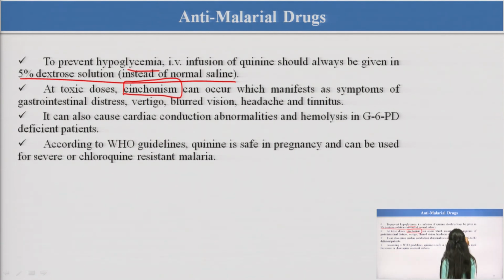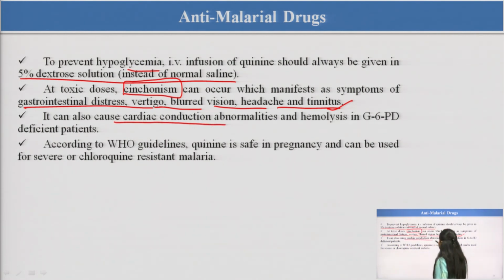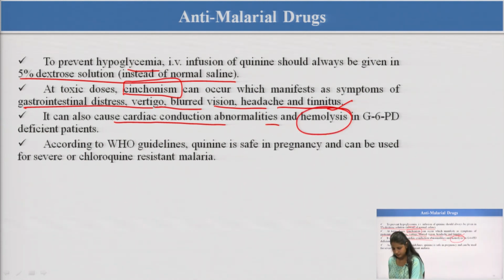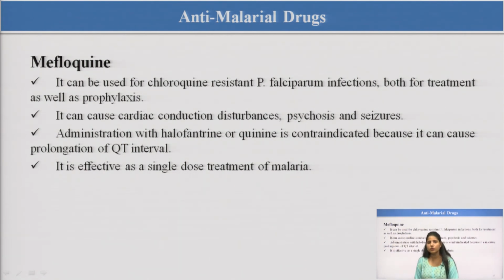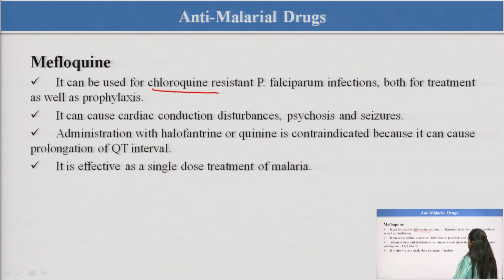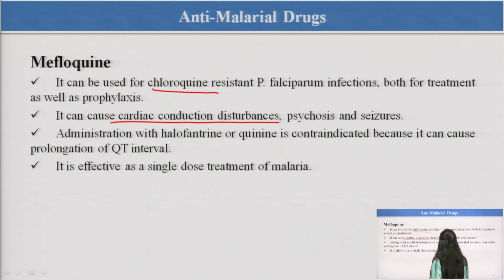And this cinchonism leads to gastrointestinal distress, vertigo, blurred vision, headache, and sound in the ear, so tinnitus. It is also causing cardiac conduction abnormalities and lysis of the RBC. Then mefloquine is given when chloroquine is not effective, or in chloroquine-resistant Plasmodium falciparum infection. It is causing cardiac conduction disturbances, the same effects we have seen with chloroquine and quinine. Psychosis and seizures also occur due to peripheral neuropathy.